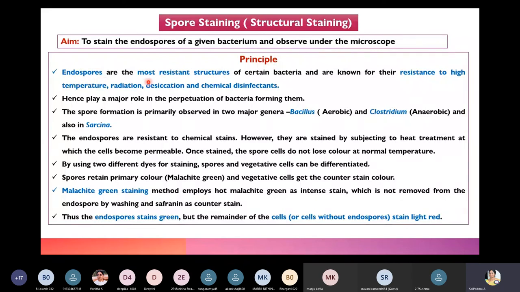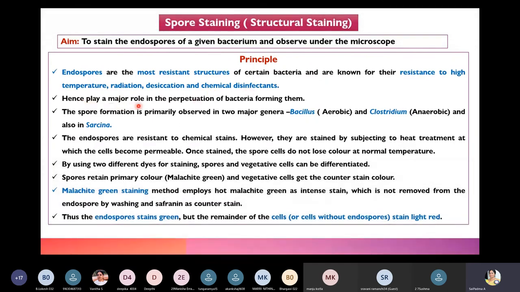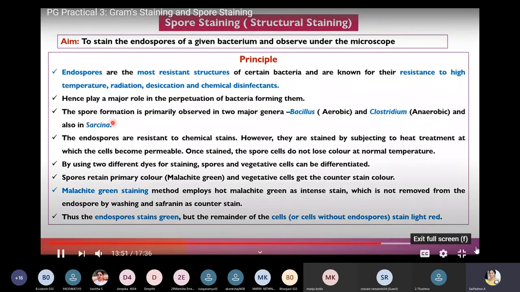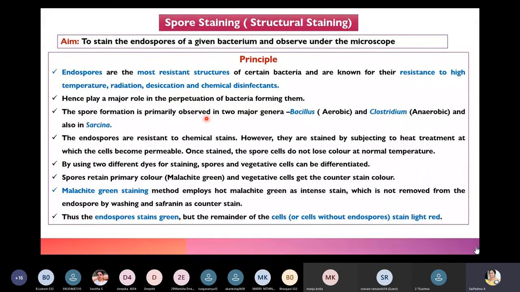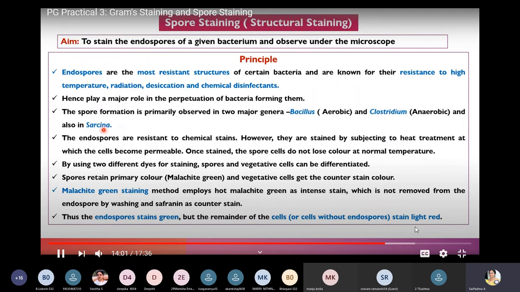Now, what is the principle of this experiment? We know that endospores are highly resistant structures of certain bacteria and are known for their resistance to high temperature, radiation, desiccation, and chemical disinfectants. Hence, they play a major role in the perpetuation of the bacteria forming them. Spore formation is primarily observed in two major genera, Bacillus and Clostridium species, and also in a few species of Sarcina.